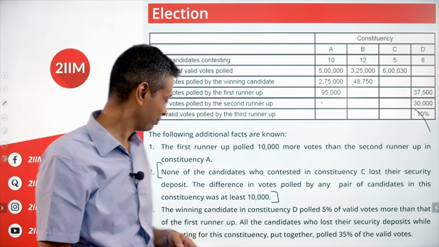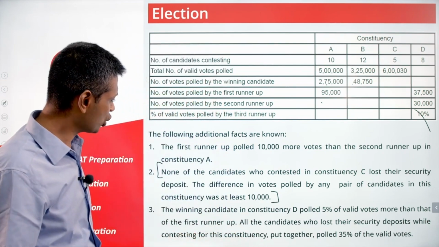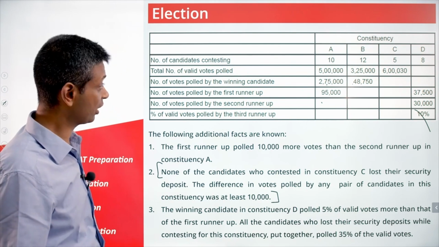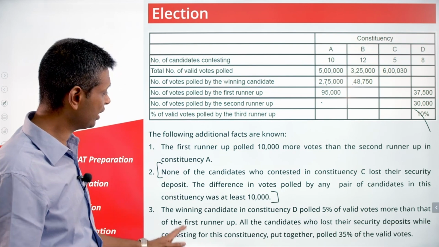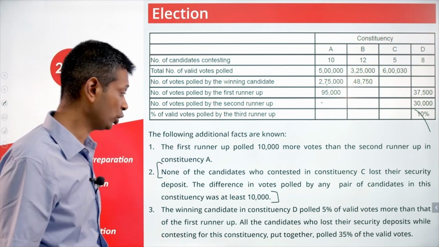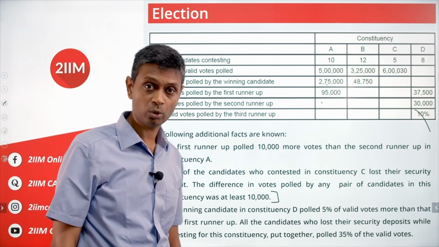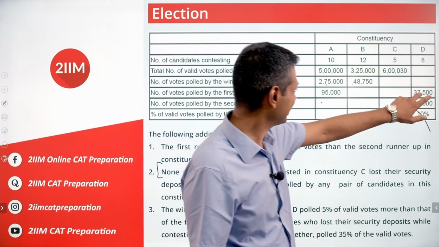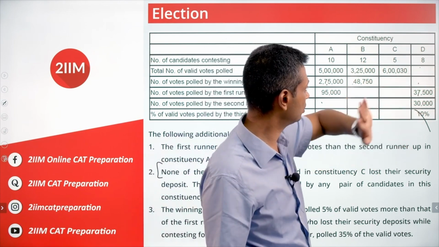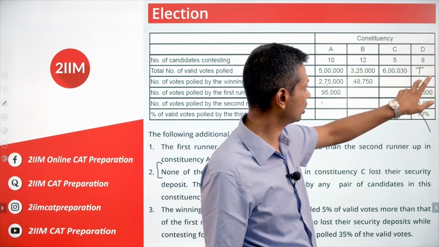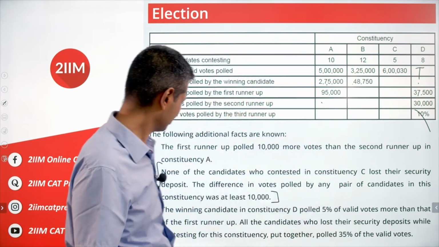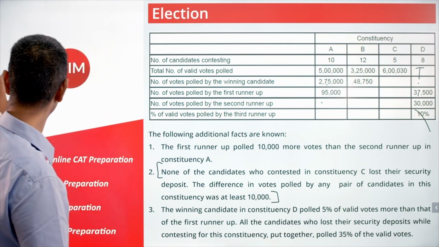Let's dig deeper into that. The winning candidate in constituency D polled 5% of the valid votes more than that of the first runner-up. All the candidates who lost their security deposits while contesting for this constituency put together polled 35% of the valid votes. So this guy gets 37,500 plus 5% of the total. And then there is this total that we don't know. Maybe call it total or T. This guy gets 37,500 plus 5%. That should give us something about D as well.